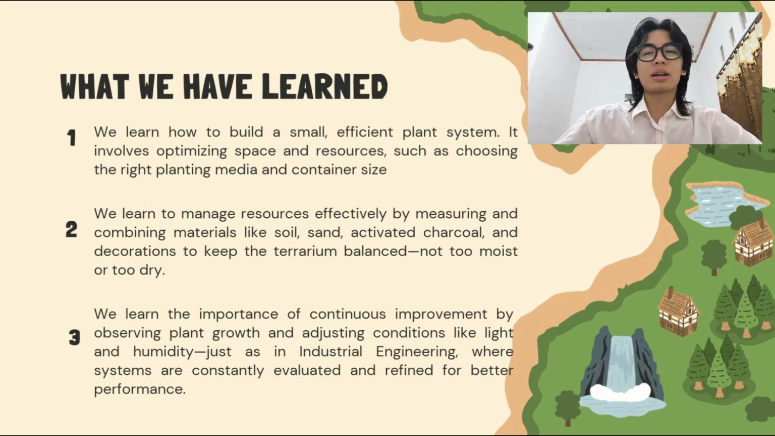Next is what we have learned. First, we learned how to build a small, efficient plant system. It involves optimizing space and resources, such as choosing the right planting media and container size. Secondly, we learned how to manage resources effectively by measuring and combining materials like soil, sand, activated charcoal, and decoration to keep the terrarium balanced, not too moist and not too dry.